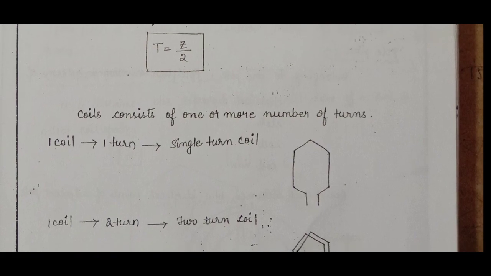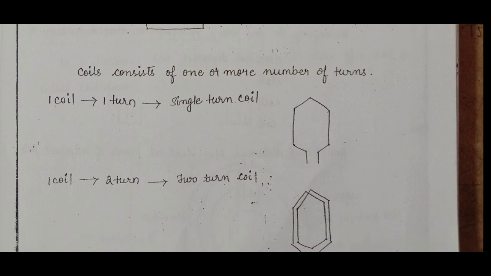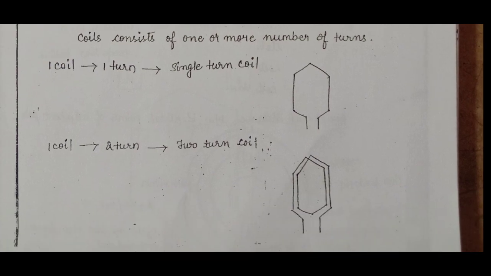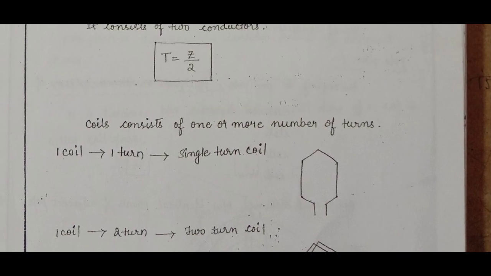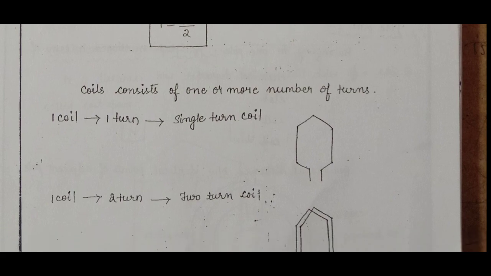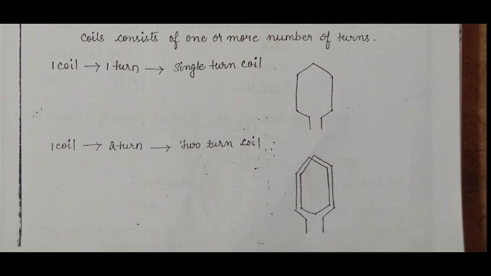Now a two-turn coil. In the second figure, we can observe four conductors: 1, 2, 3, 4. So the number of turns T equals Z by 2, Z is 4, and 4 by 2 equals 2. So it is a two-turn coil. The first figure is a one-turn coil because 2 by 2 equals 1 turn, and here 4 by 2 equals 2 turns.